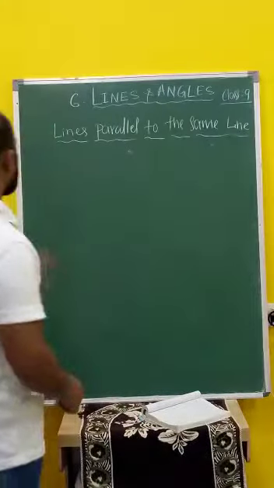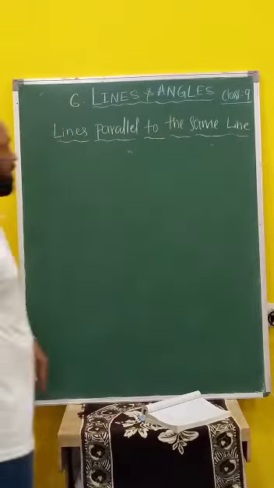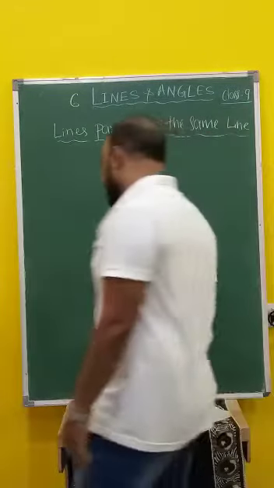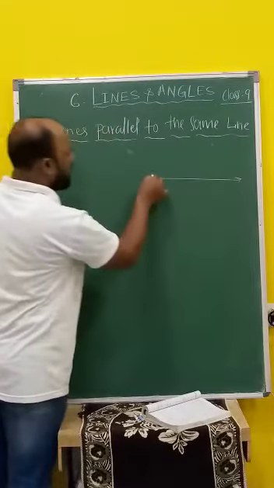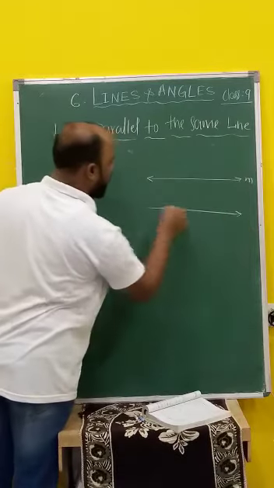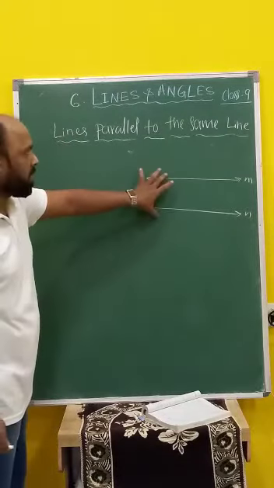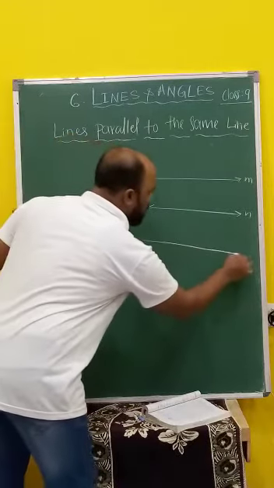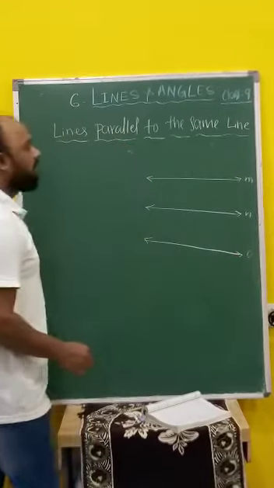Next concept is lines parallel to the same line. Here, suppose, for example, one line M and one more line N. These two are parallel lines. Clear, children? These two lines are parallel to another line. Suppose I assume O is one more line. And the transversal, we know.